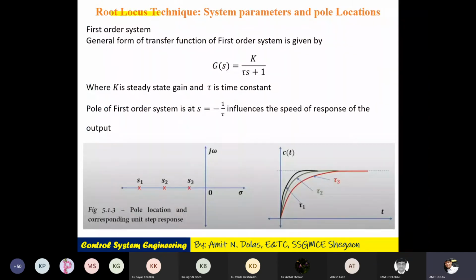Then, of course, we are strict to the point root locus technique. Under that, system parameters and pole location. These two things we will concentrate on. Let's consider the first order system.